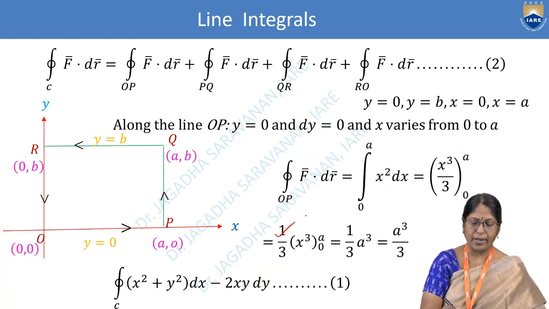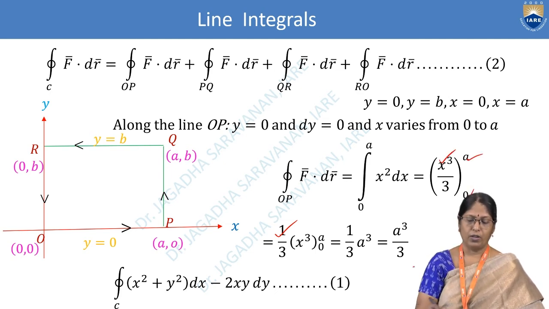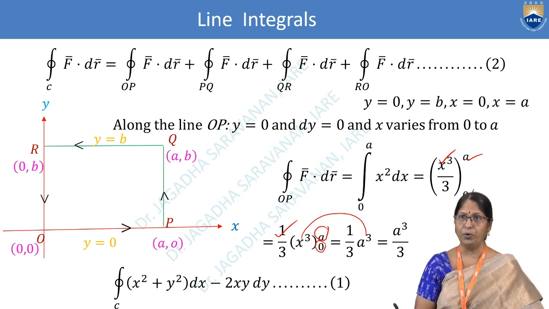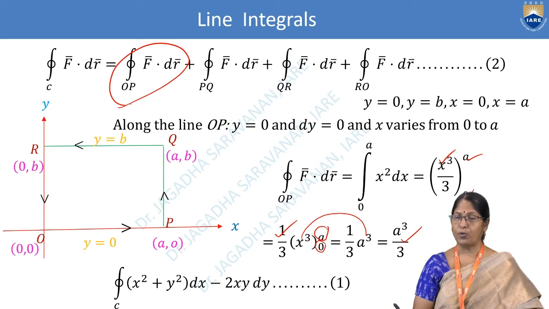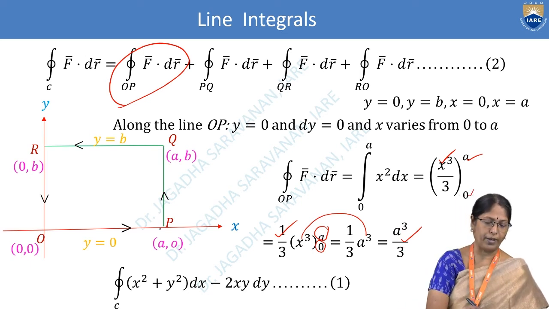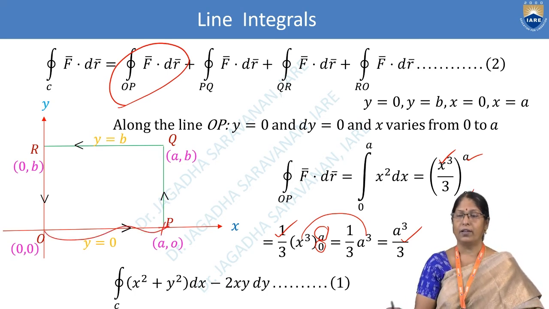Now 1 by 3, x cube from 0 to a. The upper limit is a and the lower limit is 0. We substituted the upper limit, which becomes a cube, and the lower limit 0 we neglected. So the first integral we calculated is a cube by 3. So our particle is here, and the value we calculated is a cube by 3.